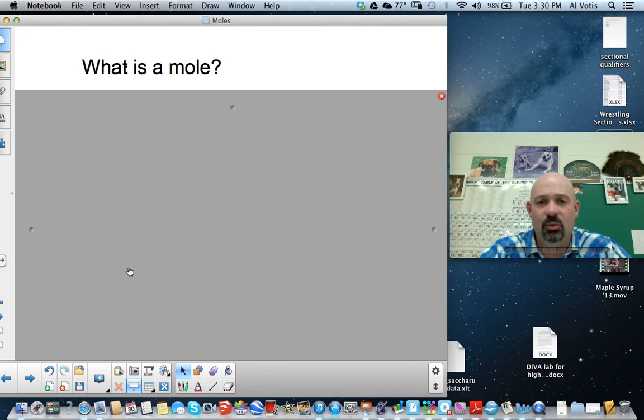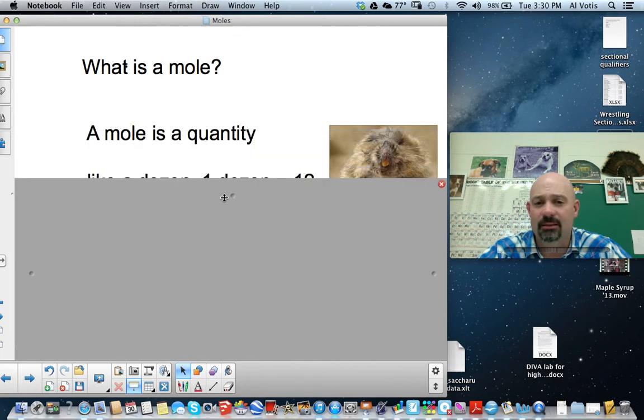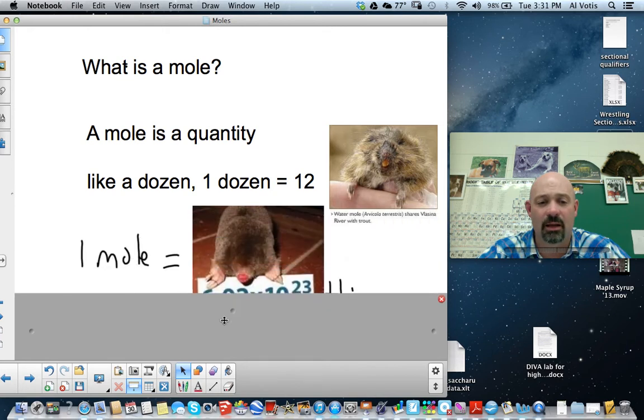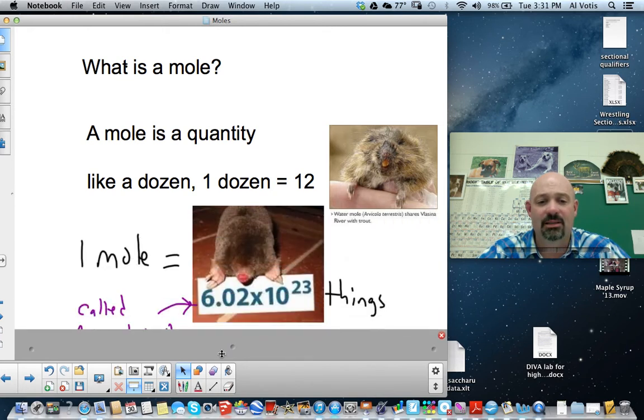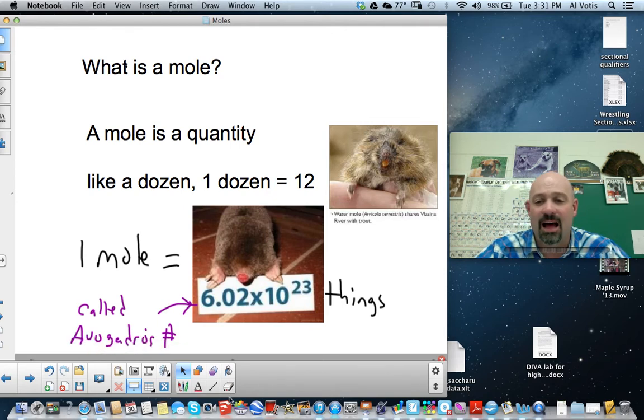Well, very simply, as we talk about moles, we find out that a mole is just a quantity. Again, it's not that mole. Like a dozen is 12 things, a pair is 2 things, and so on and so forth. A mole is just a number. It's a quantity. And a mole happens to be 6.02 times 10 to the 23rd things, a really, really, really big number. And that number, 6.02 times 10 to the 23rd, is called Avogadro's number. It's a very important number because it's telling us how many things fall into a mole.